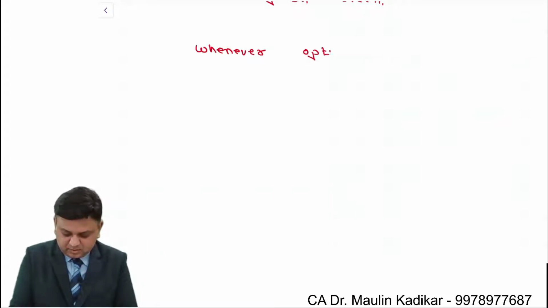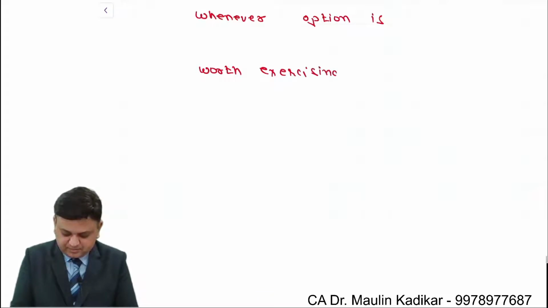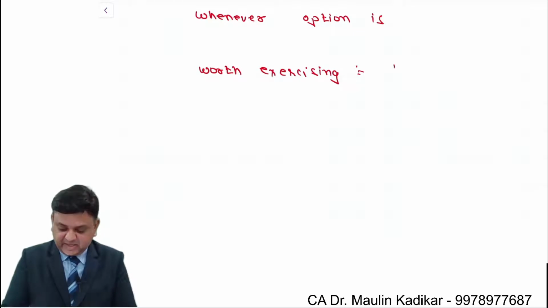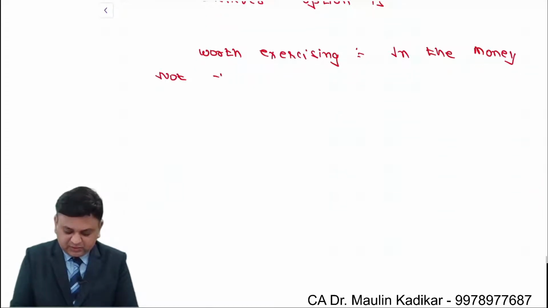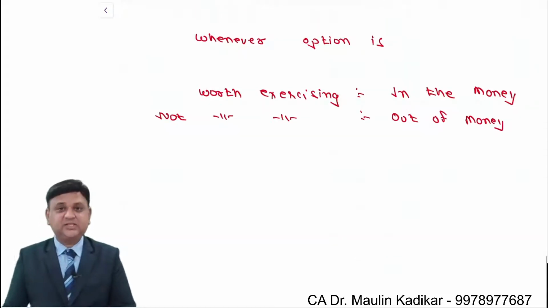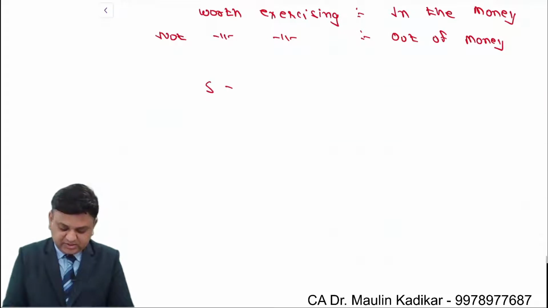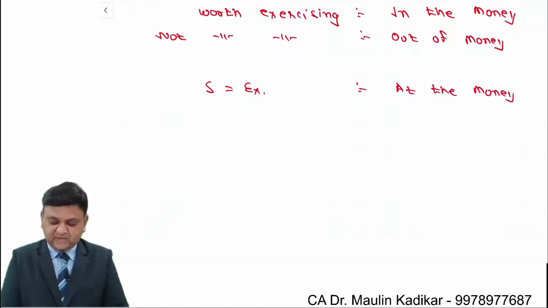Whenever option is worth exercising, it is given a name as in the money. If at all the option is not worth exercising, it is called out of money. And when there is a situation that spot is equal to exercise, then in that case it is given a name as the at the money. These are the technical words that we have.